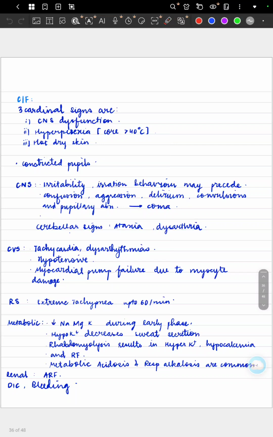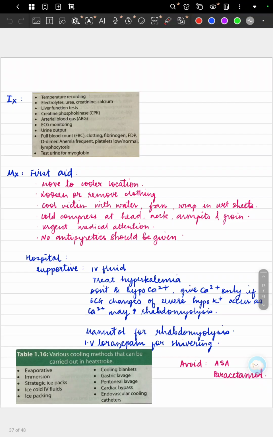Then metabolic: there is hyponatremia, hypomagnesemia, and hypokalemia during the early phase. Hypokalemia decreases the sweat secretion, because of which heat loss is prevented. Rhabdomyolysis results in hyperkalemia, hypocalcemia, and renal failure. Metabolic acidosis and respiratory alkalosis are common, because of tachypnea. Then DIC, and bleeding chances increase.